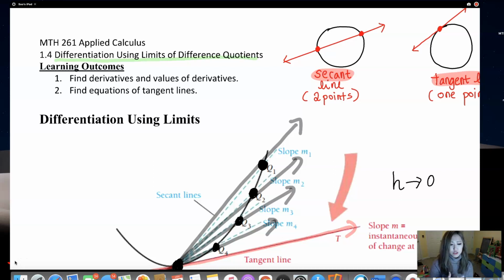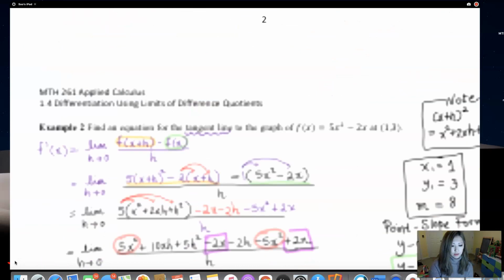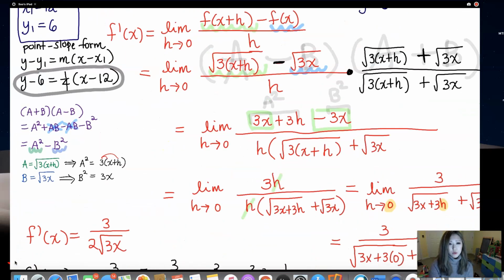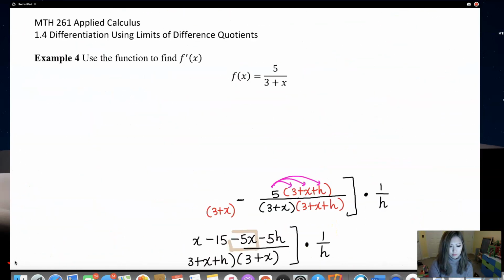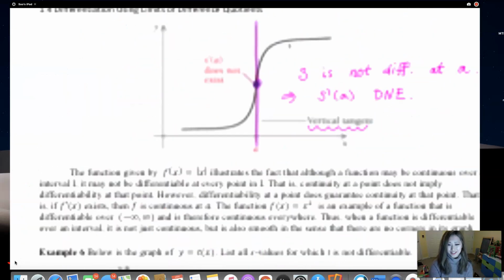We're still using the limit definition of derivative, so we still have to simplify the difference quotient before we plug in h equals 0. We haven't done the power rule or quotient rule, so we're still doing it the longer way. So let's go down to example 4. In class, we worked with quadratic functions and I think one square root function, but example number 4 is a rational function.